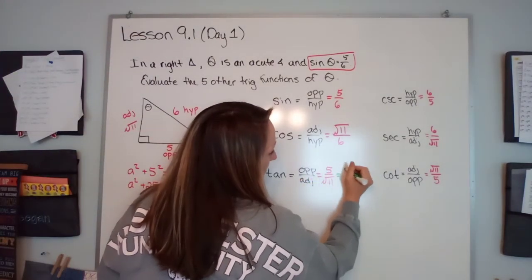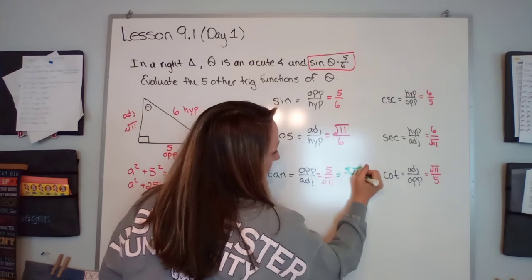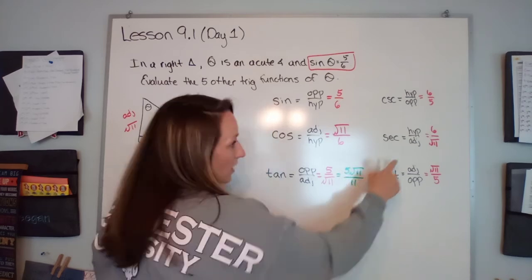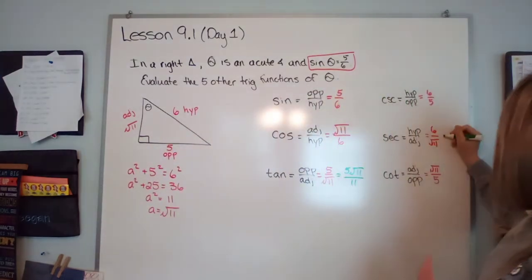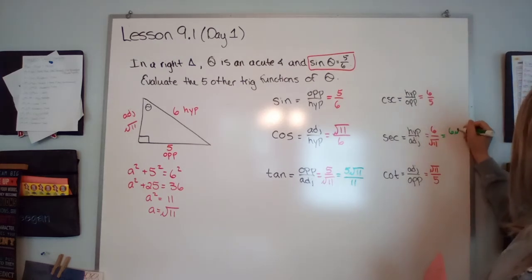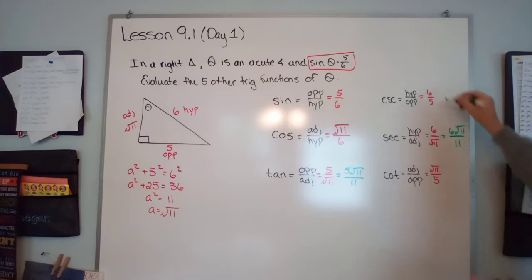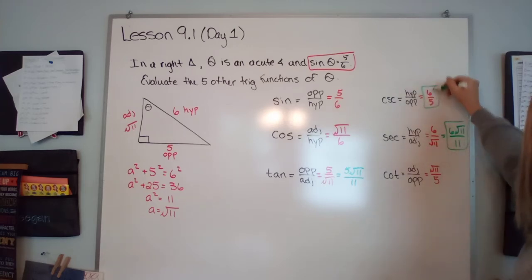So when I multiply top and bottom by root 11, I have 5 root 11 over 11. And over here, multiply top and bottom by root 11, you're going to have 6 root 11 over 11. Okay? So those would be the answers. These would be your final answers here.